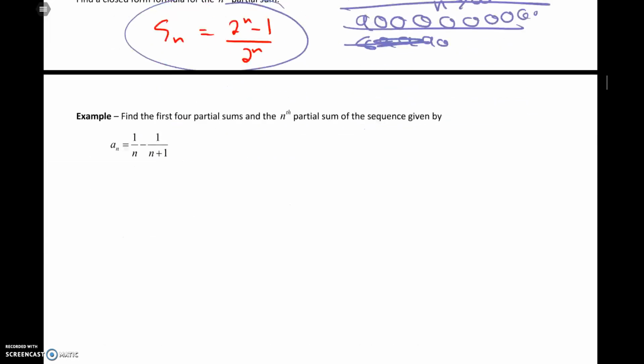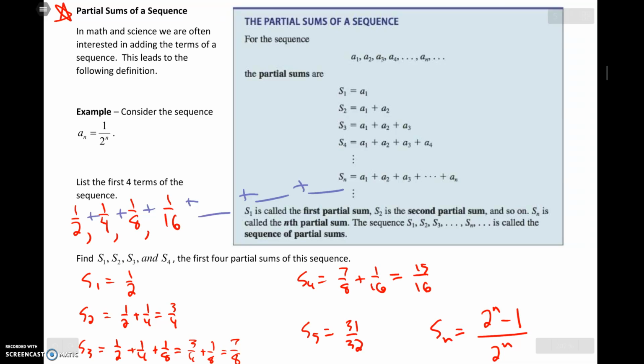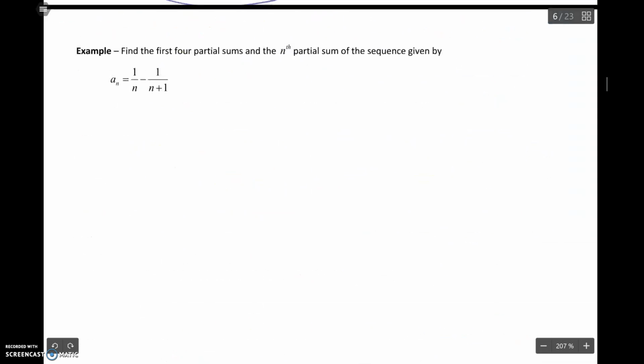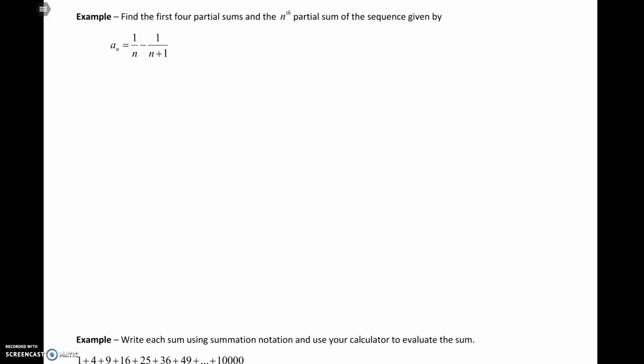All right, so let's explore this idea of these partial sums a little bit further in this example. Find the first four partial sums and the nth partial sum of the sequence given by. All right, so I guess I need to find the first few terms. So the first term is going to be 1 over 1 minus 1 over 2. The second term is going to be 1 over 2 minus 1 over 3. I might have said times, I meant minus. Now you might say, well, you should be simplifying this and combining it and stuff.